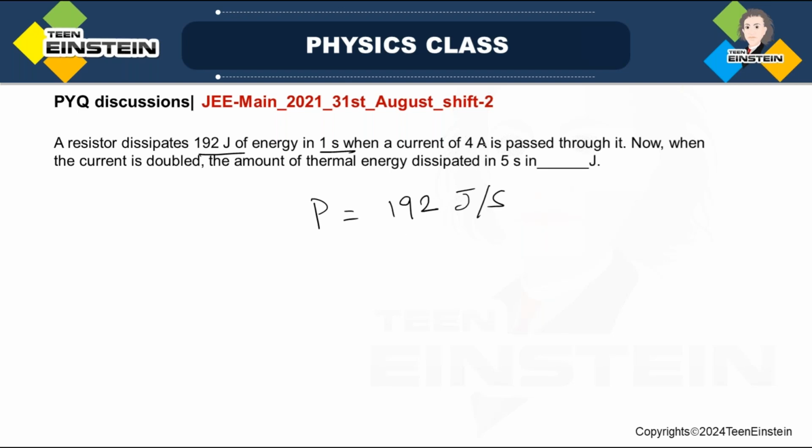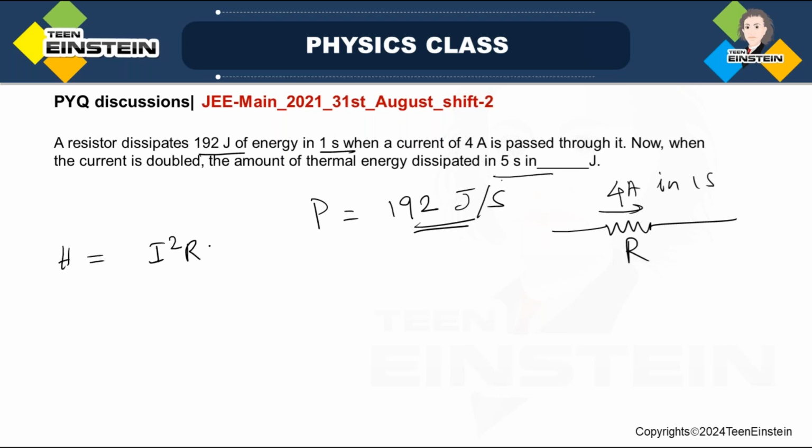When a current of 4 ampere is passed through it, so there is a resistor. When 4 ampere current is passing in 1 second, how much energy is dissipated through this? This is Joule's heating law. So that is given here. Now, when current is doubled, the amount of thermal energy dissipated in 5 seconds. So we can find out, I square RT is the total heat energy, right?